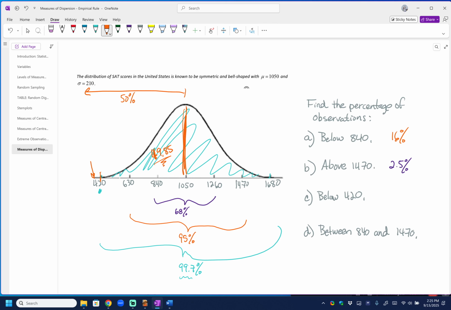So we're going to take the 50%, we're going to subtract the 49.85%. And that is going to give us 0.15%, which means that below 420 is going to give us 0.15%.